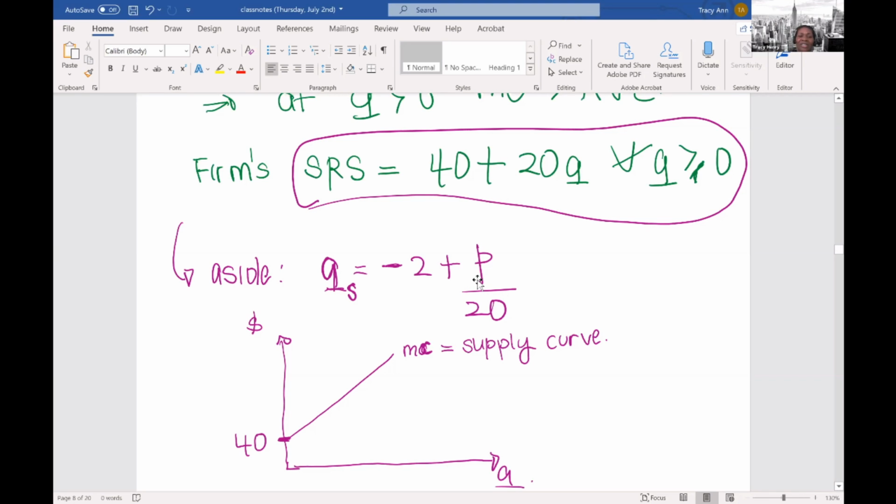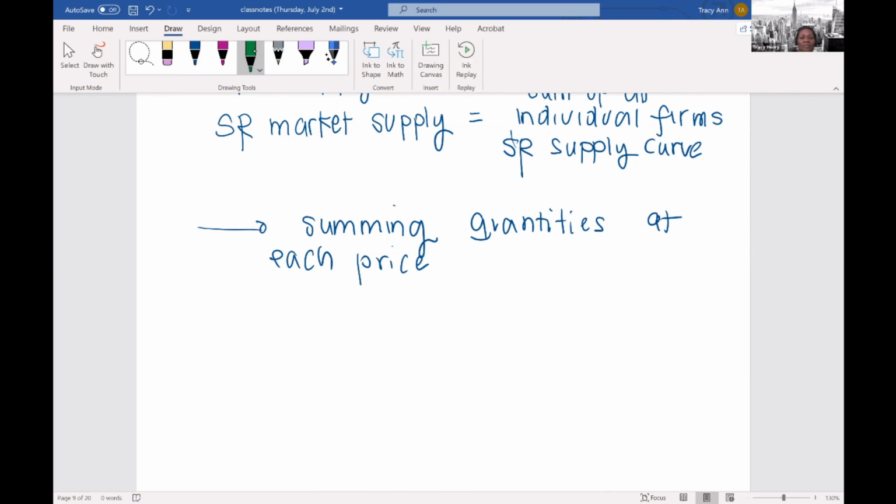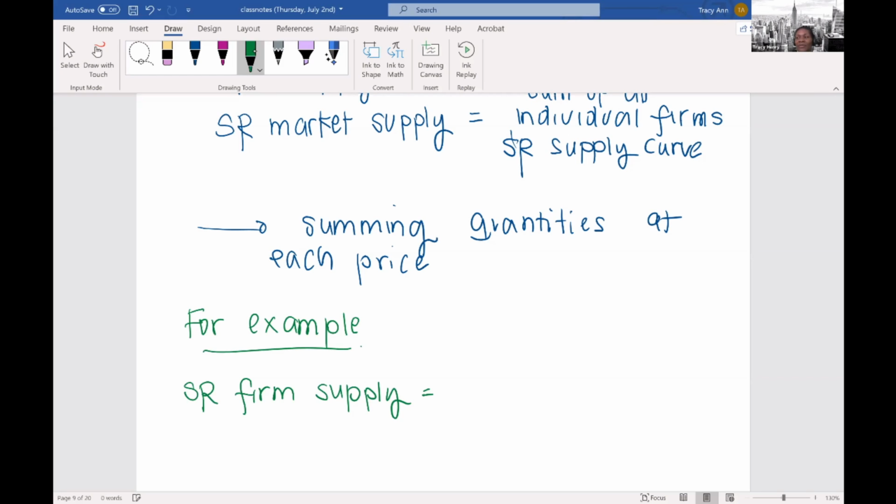So in a nutshell, what am I saying? I said 100, so let's look at it. I'm saying, for example, we said that our short run firm supply is written as P equals 40 plus 20Q, right?